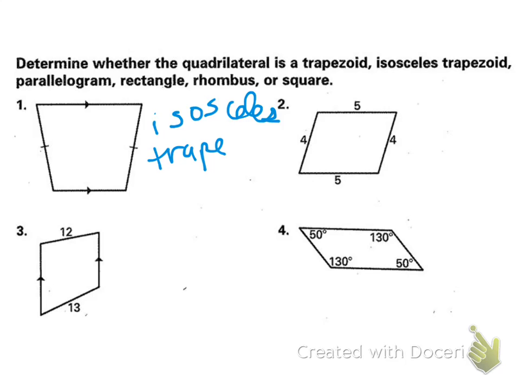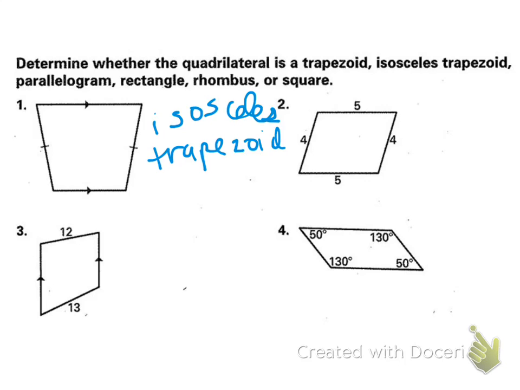The reason that it's an isosceles trapezoid is because of these right here. The legs are congruent and one pair of sides is parallel. So that's isosceles trapezoid. Good. What about number 2?